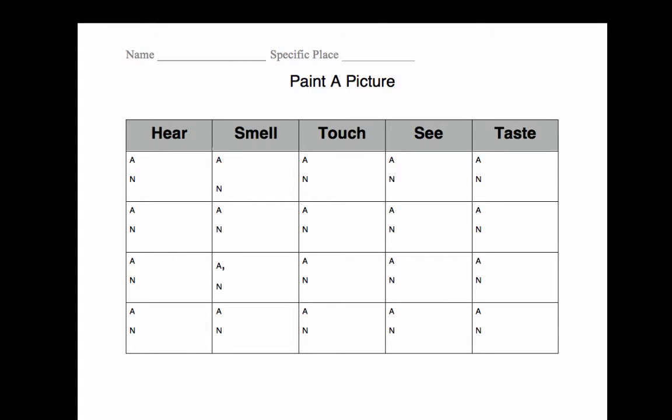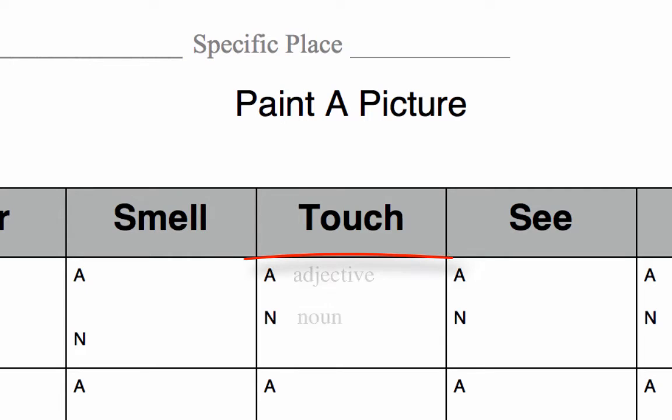Take a look at your Paint a Picture worksheet. Each box of the chart gets a noun and an adjective. A noun is the person, place, or thing that you sense in your special place. An adjective is a word that describes what kind of person, place, or thing. For example, if the special place you are writing about is the school's cafeteria, one noun that you could sense is the table. You could touch it. The adjective will tell if the table is smooth, cold, or sticky.